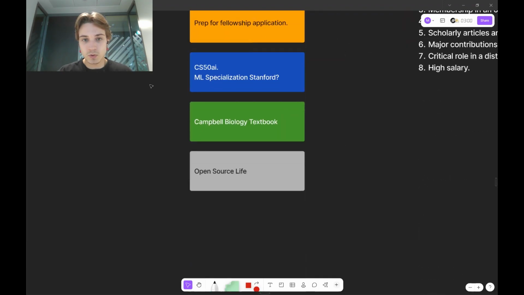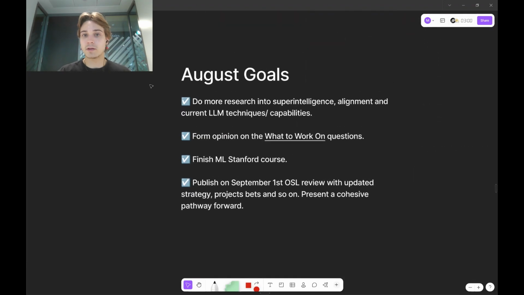And so maybe it's a good time to talk about what I think should be my goals for August, given this chain of thought. Mainly, I'm recording this on the 12th of August, so we have 18 more days. What I mainly want to do is more research into all the works, papers, substacks, and main thinkers in the field, talking about superintelligence, alignment work, and current LLM techniques and capabilities, and how good they can get. How good are they now actually for AI R&D and so on? And do a bit more serious research than just occasionally listening to some podcast on Dwarkesh. I think that is the main goal.